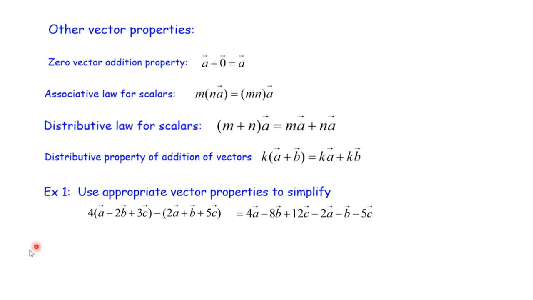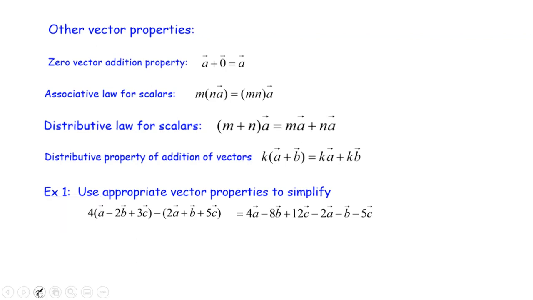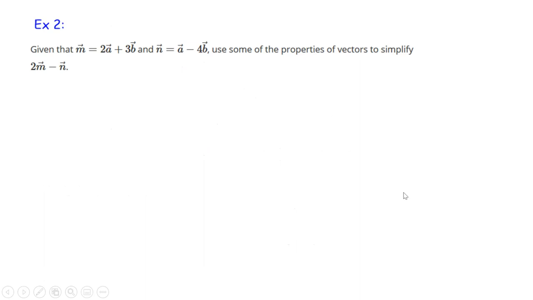And of course, you probably could guess that we can put like terms together. After that, I'm definitely going to have to go back to my smartboard. Give me a second here, folks. So I'm just going to put my like terms together. The 4a and the minus 2a gives me 2a. The minus 8b and the minus b gives me minus 9b. 12c minus 5c gives me 7c. As easy as that. Nothing more than that.